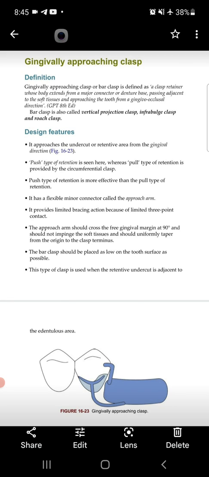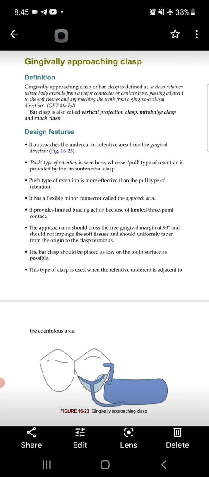The approach arm should cross the free gingival margin at 90 degrees, should not impinge on the soft tissue, and should uniformly taper from its origin to the clasp terminus. Uniformly taper means at the start the size is large and at the end the size is small, like a cone shape. The bar clasp should be placed as low on the tooth surface as possible for aesthetic reasons.